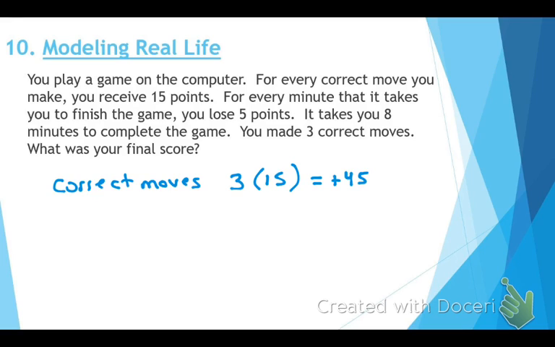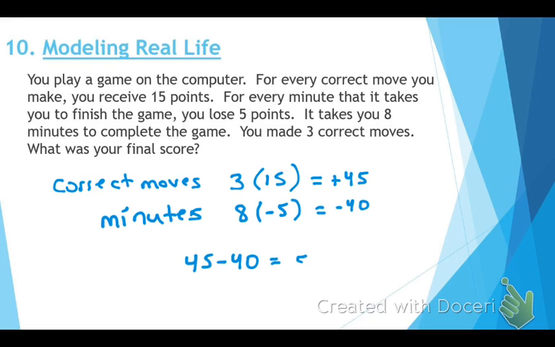Next up, I have to take into account how much time or how many minutes it took him. How many minutes did it take? 8. How many points does he get for every minute? Not 5. He loses points, negative 5. What's 8 times negative 5? Negative 40. So if I'm putting this together, I've got 45 minus 40, which equals what, guys? Don't forget, I must have units attached.